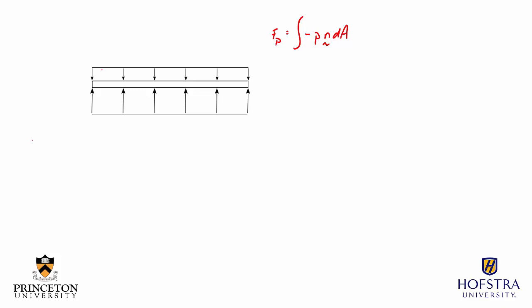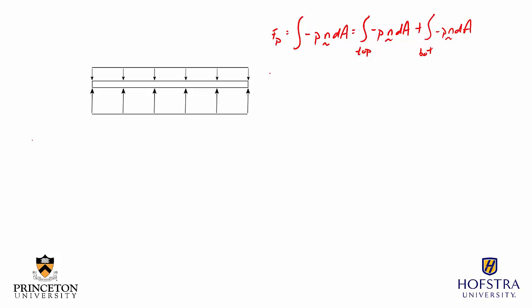Now, I have to integrate over the entirety of the surface, and I can break down this integral into looking at the force on the top of the body, integrating over the top of minus p and dA, and add to that the contribution from the bottom. So we're going to talk about how we come up with the force due to pressure in two ways.